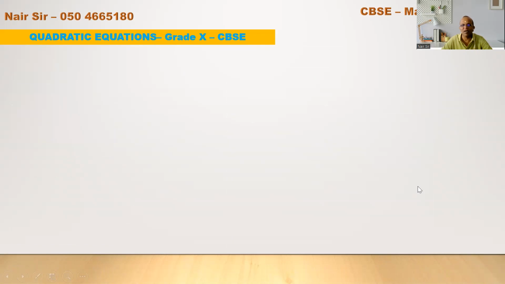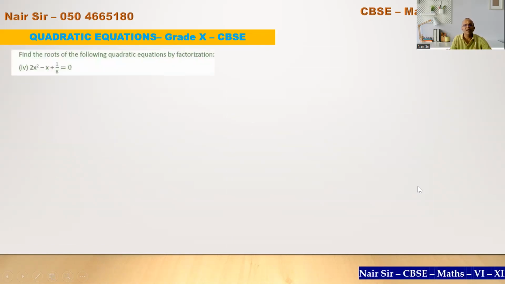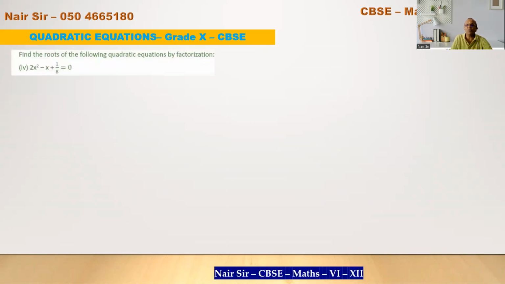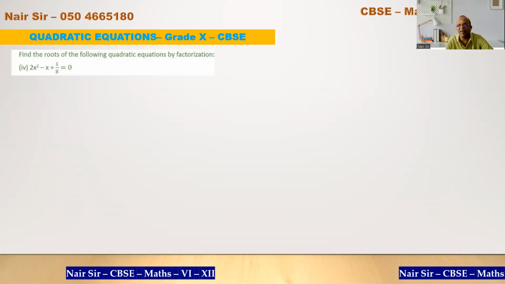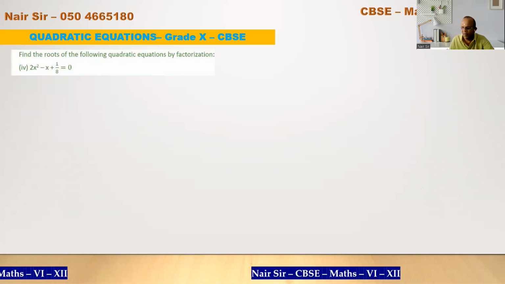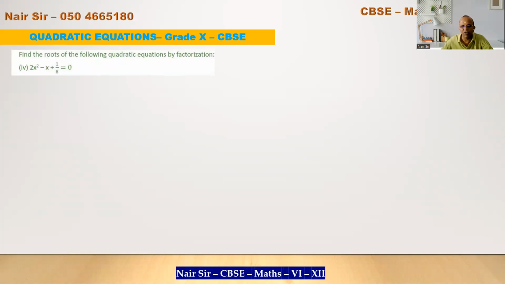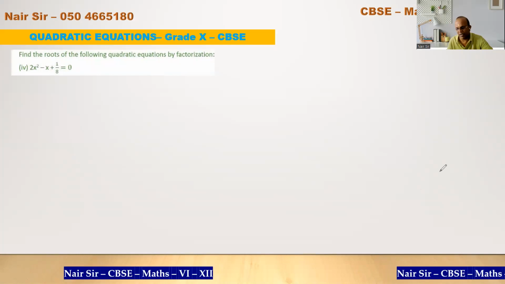Let's take the second one. Next one. 2x squared minus x plus 1 upon 8. Oh, this is a bit different question. What is different in this? See, whenever the teachers are going to check your knowledge of quadratic equations, they need to check it with all the levels, no? Because tomorrow, when you go higher up in the grade, you need to know what are the possible questions. 2x squared minus x plus 1 upon 8 is equal to 0.